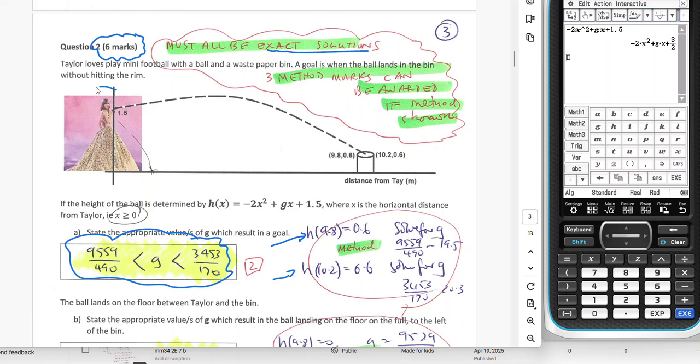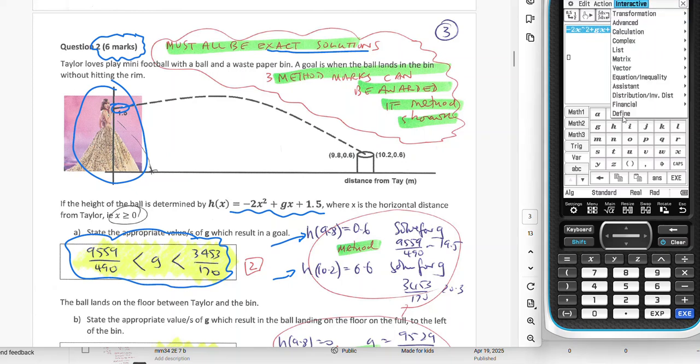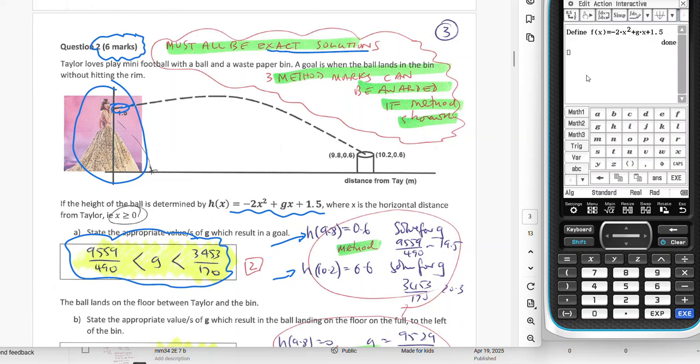Okay, so here we have Tay, and she's got a football, and she's throwing the football and hoping to get it inside this bin. Here is the rule. So I've got minus 2x squared plus gx plus 1.5. Pressed xc and I got the same thing. So I'm now going to define that, and I'll define it as f of x even though this says h of x.